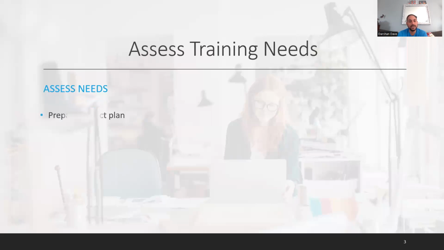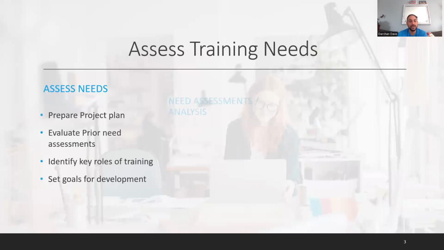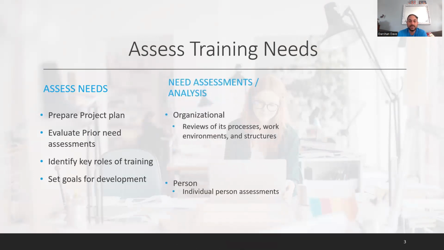Assess training needs. Here we assess needs: prepare a project plan, evaluate prior needs assessments, identify the key roles of the training, and set the goal for the development so they can utilize that training for future improvement.